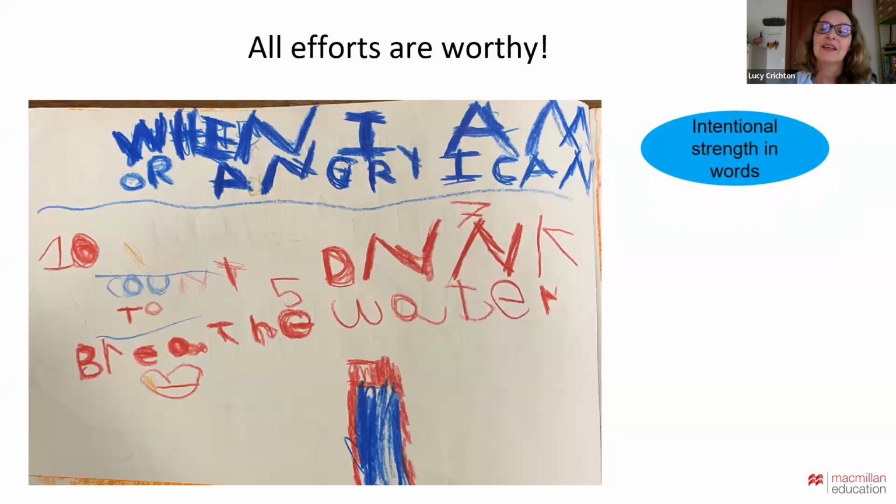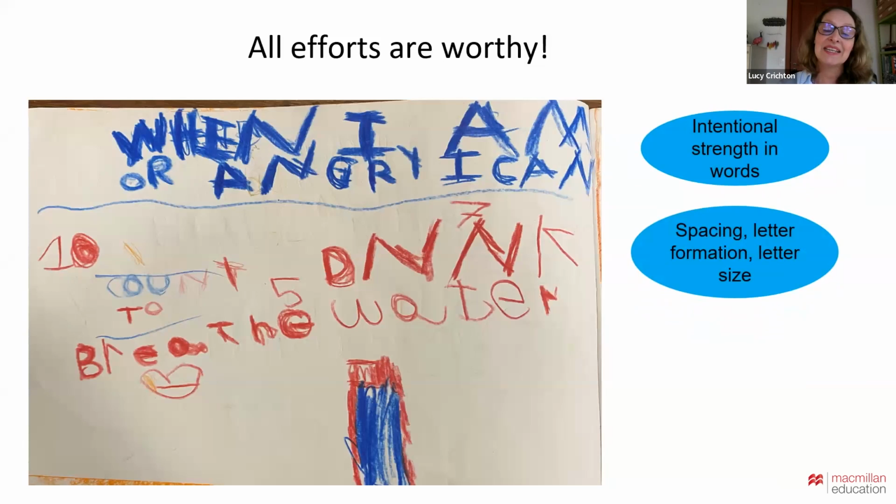And you can see they put intentional strength on the words that they're writing, right? Learning the spacing, letter formation, the size; you've got uppercase and lowercase mixed together there. And they're able to illustrate their ideas. So let's celebrate all efforts of all kinds of writing that children produce, according to their abilities and their developmental stage, right?